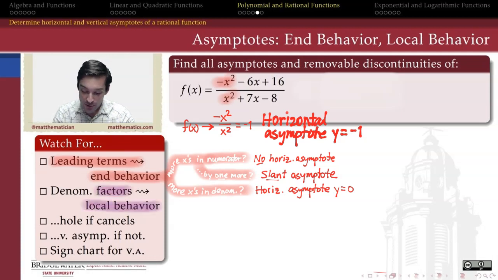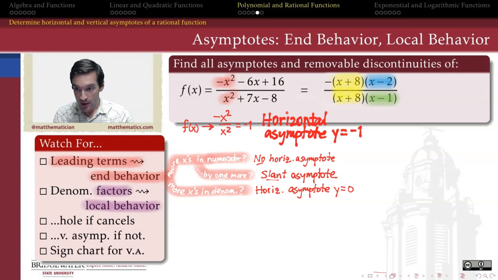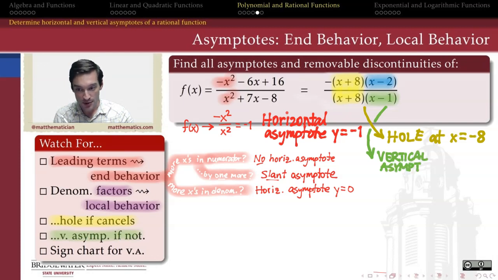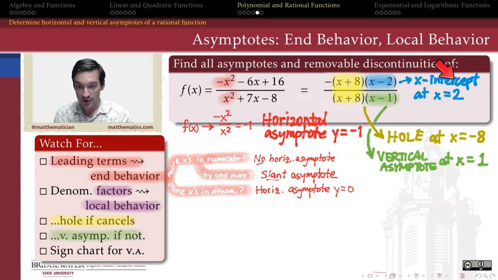Meanwhile, by factoring my rational function completely, we'll be able to determine the local behavior of the function near the excluded values in its domain. A denominator factor that reduces completely corresponds to a removable discontinuity, or a hole in the graph where that factor becomes 0. A denominator factor that does not reduce completely corresponds to a vertical asymptote where that factor becomes 0. And a numerator factor that does not reduce gives us an x-intercept.